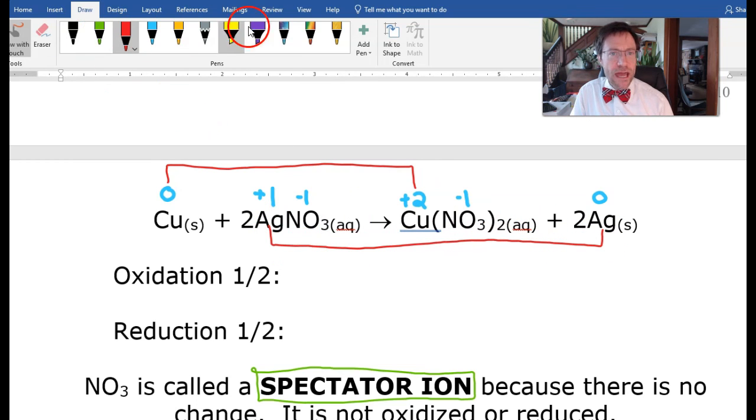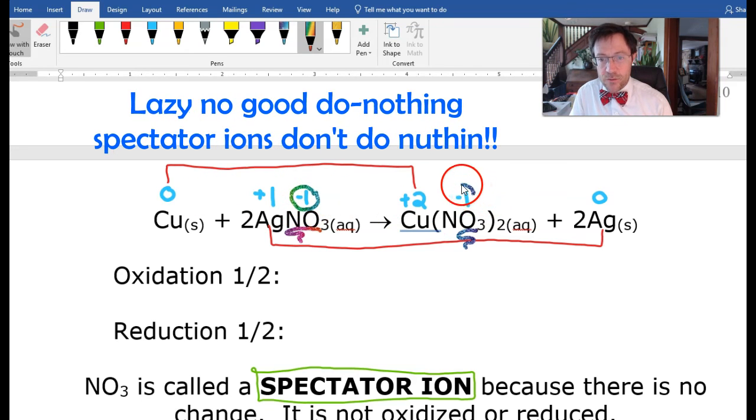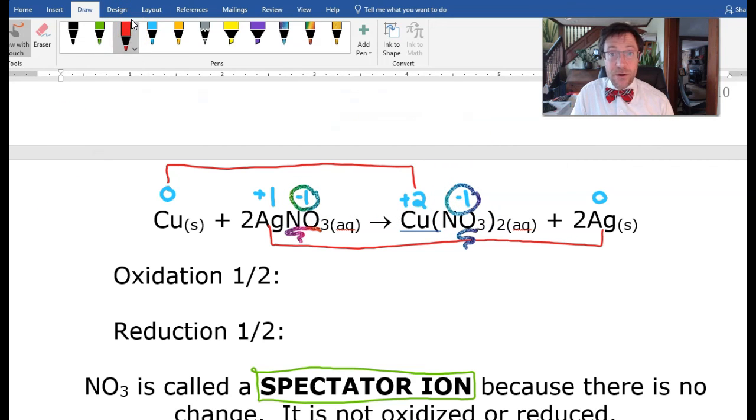And I want to point out with my rainbow pen here, you see NO3 -1, NO3 -1. It's no change, right? No change at all. It starts out as a -1, and it's going to end as a -1. That's what makes this the spectator ion, because nothing happens. Do you guys get what I'm saying? Nothing happens. So let's go.